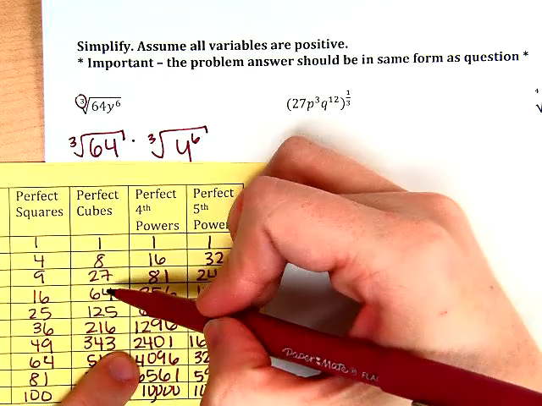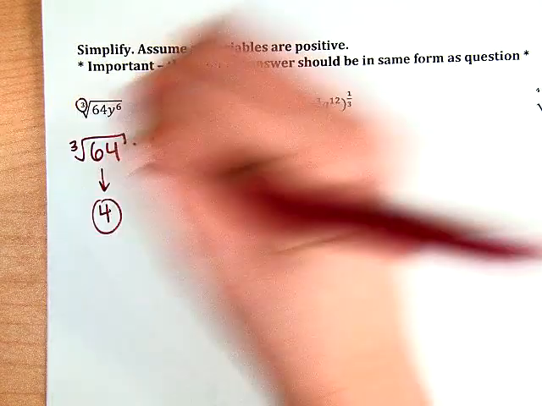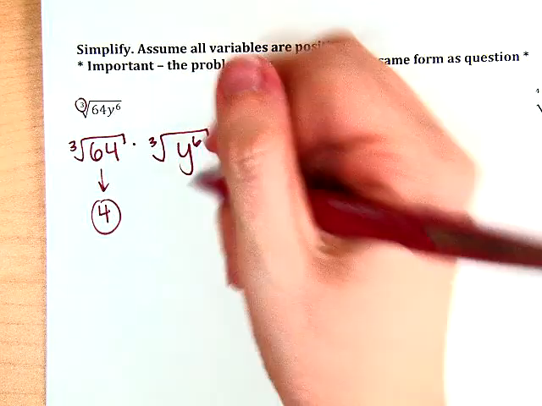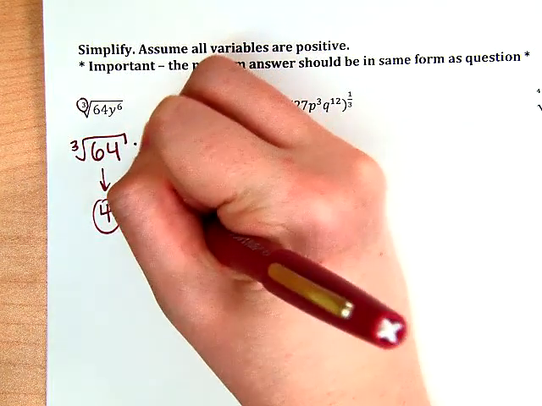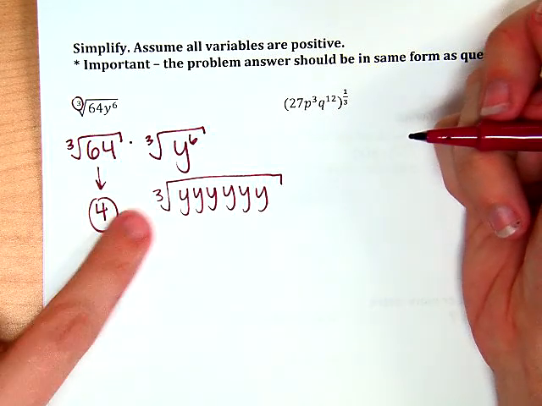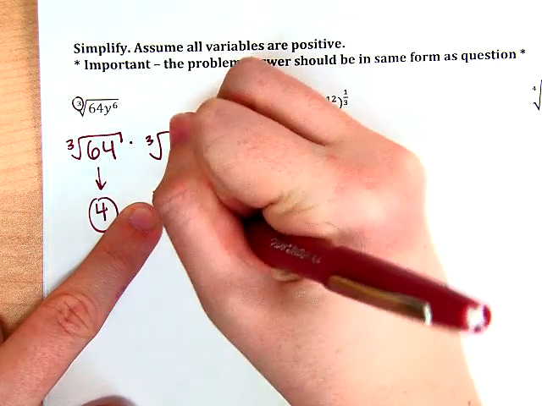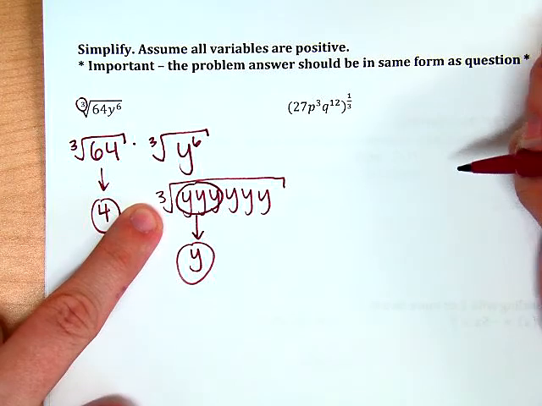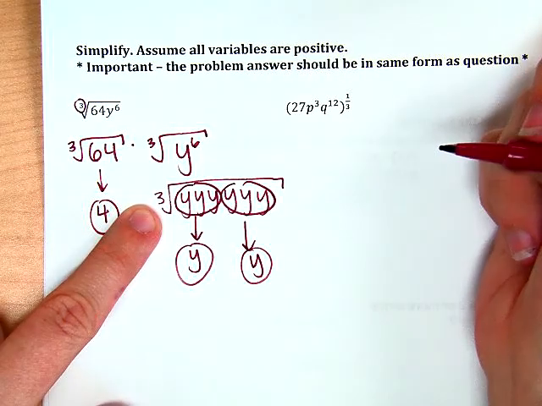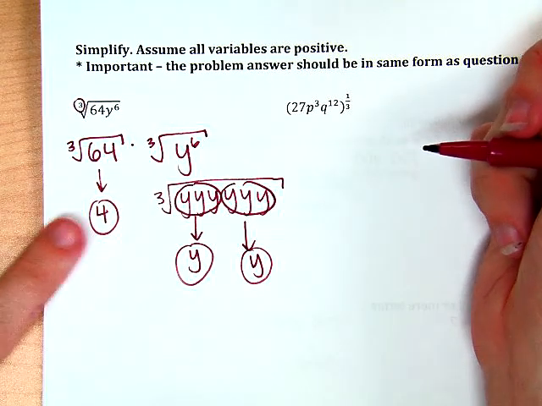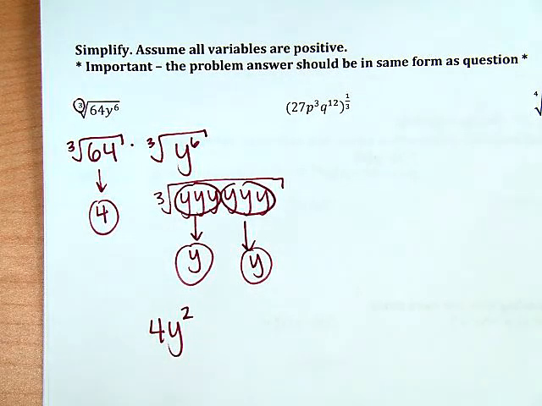So with that, I'm going to look at my card here. Perfect cubes, 64, go across, and I get 4. So that's going to turn into 4. This one, y⁶ is like having 6 y's. 1, 2, 3, 4, 5, 6. And the cube root means I'm taking out groups of 3. So if I take out this group of 3, it becomes a y. If I take out this group of 3, it becomes a y. Now I have nothing left under the radical, so my answer is 4 times y times y, 4y².